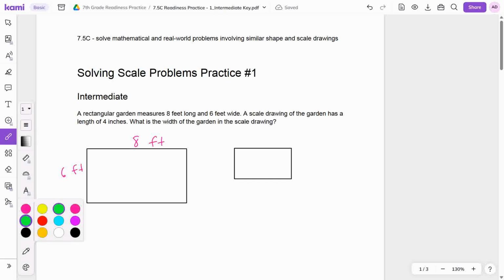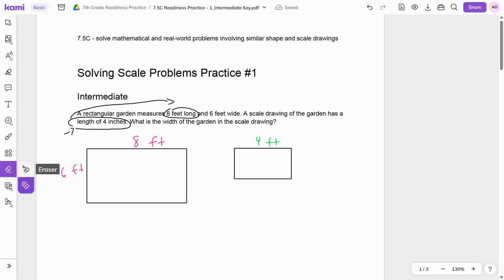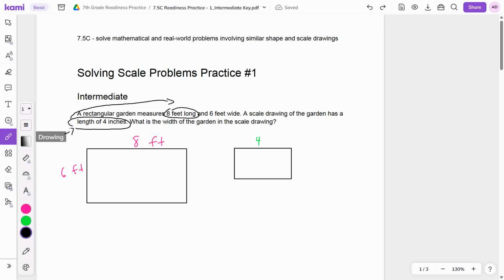Well, we need to know that the 8 feet long connects with this length of 4 inches. Okay, so those two are dealing with the same thing. So what is the width of the garden? All right, so let's make this 4 inches. That's going to be helpful if we use the correct scale. And so what we have here is 8 feet.